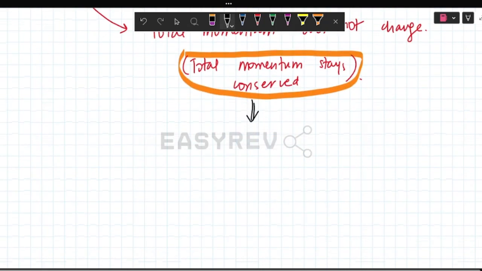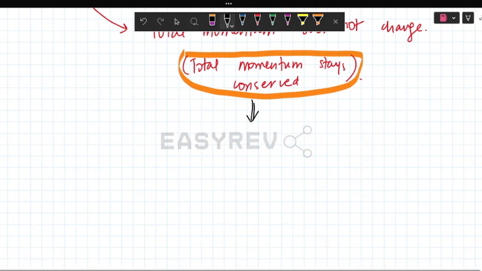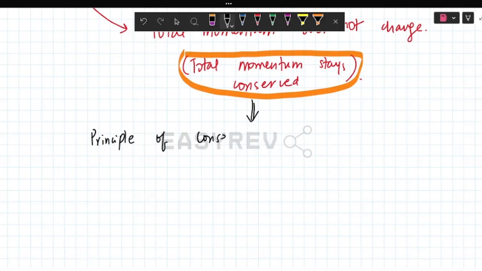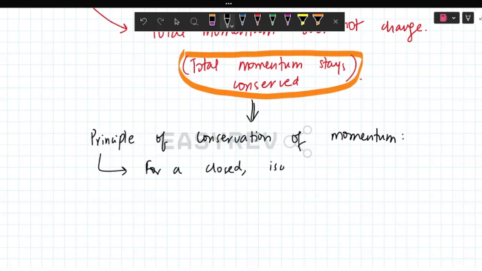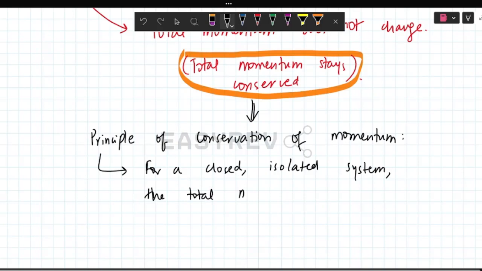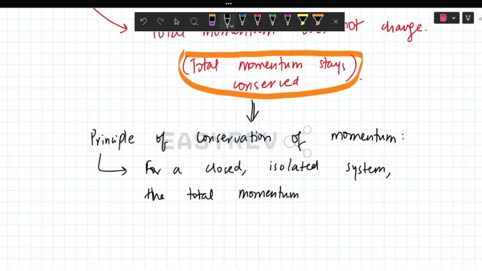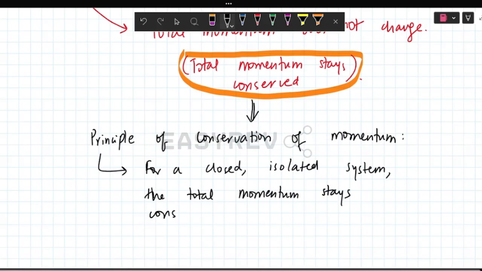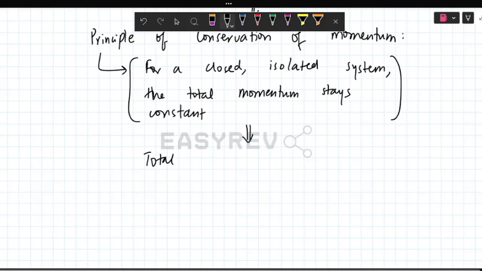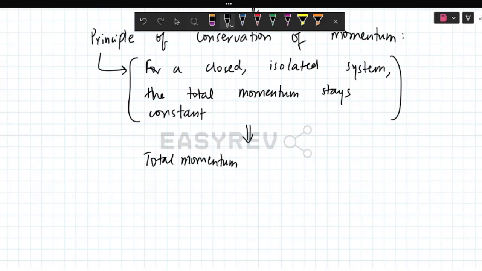So at this stage, it's very important for us to summarize all that we have written so far in a more complete manner. So I repeat, what we'll write right now is the principle of conservation of momentum. And we can describe it as follows. It states that for a closed isolated system, the total momentum stays conserved. Or you could say that the total momentum stays constant. And when you claim such a thing, what you're claiming is that the total momentum before collision must be equal to the total momentum after collision.